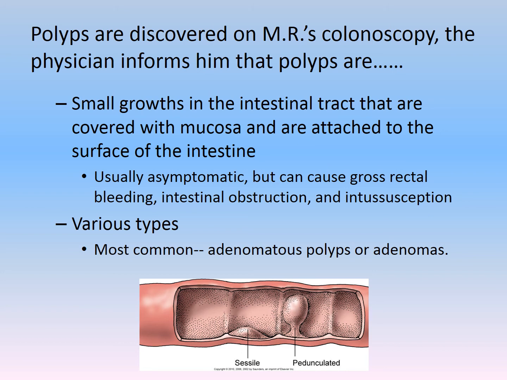There are many types. The most common are polyps that become cancerous, and these are called adenomatous polyps or adenomas, and these account for about 75% of all colon polyps. There are other types that actually do have no malignant potential.